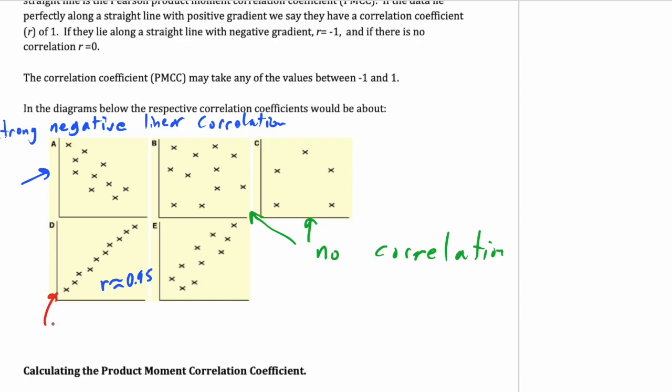Down here, like I said, very strong maybe? Very strong positive correlation.